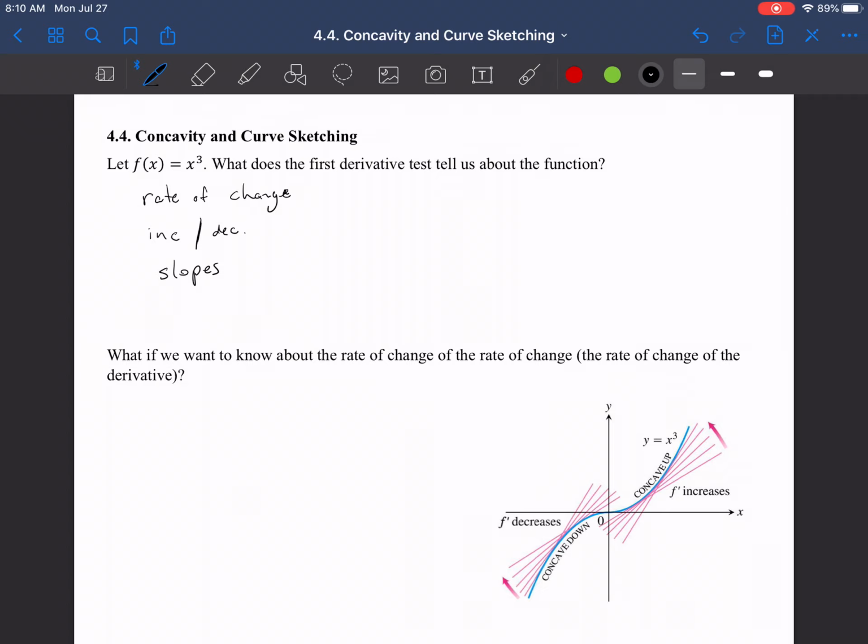All right, so let's continue to look at this one. What if we want to know about the rate of change of the rate of change? In other words, the rate of change of the derivative. Well, that means we have to take a derivative of the derivative. So if we start with y equals x cubed, we take one derivative and we get 3x squared. If we want to know the rate of change of that derivative, we take another derivative and get the second derivative, 6x. All right, and when we do this, what this second derivative is telling us is how much or in what way the slopes are changing as we move through the graph.